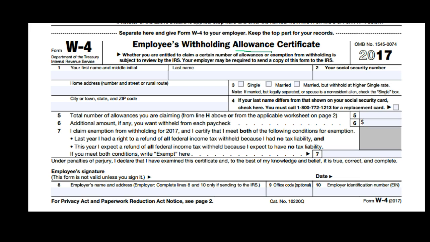The more allowances that we claim in terms of the W-4, the less money that our employer is going to take out of our wages, and the larger our check will be per check. However, at the end of the year, we may be more likely to have less of a refund or actually owe money at the end of the year. That's going to be the calculation of the W-4.